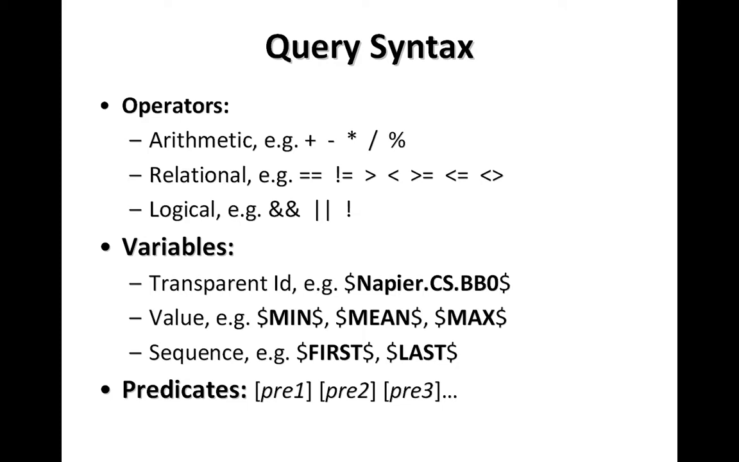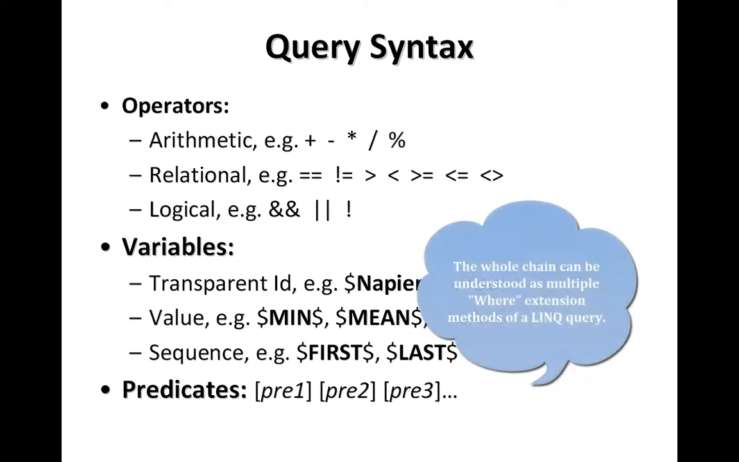Last but not least, the query syntax supports a chain of predicates. Each predicate is surrounded by square brackets, and the whole chain can be understood as multiple Where extension methods of a LINQ query. These predicates serve as filters that gradually narrow down the scope of a result set. We cannot always connect the predicates together using the OR logical operator, because each predicate endows a variable with a different value.